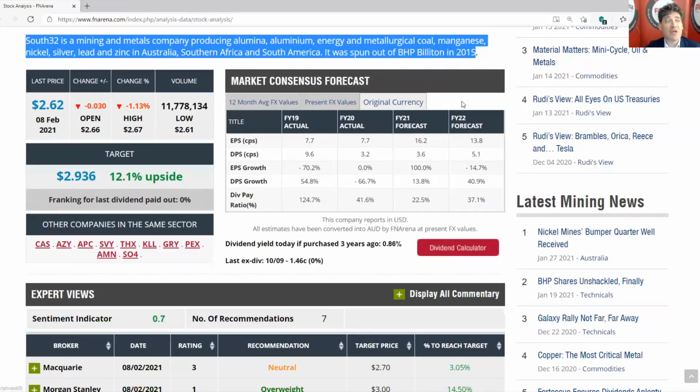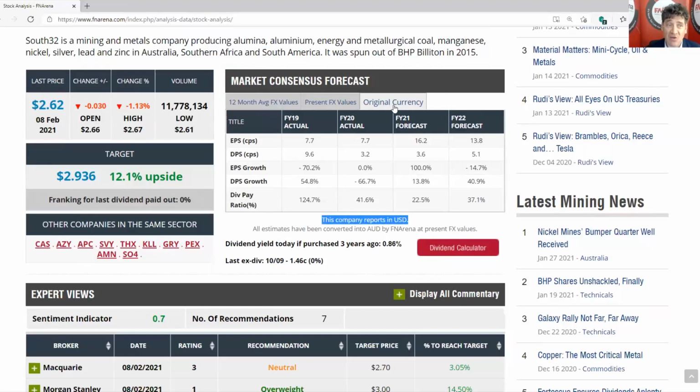And the fact that we have now landed with South 32, I find quite interesting, because otherwise I would have to change to a different stock, but we can stay with South 32 now for the time being. And the reason why that is, is because South 32 reports in US dollars, and it says so underneath the table. And what a lot of people don't necessarily pick up on is that when a company reports in Australian dollars, the forecast is only set in Australian dollars, which makes a lot of sense. But when it goes into a different currency, in this case, the US dollar, so we have three tables here, and two of them are in Australian dollars.